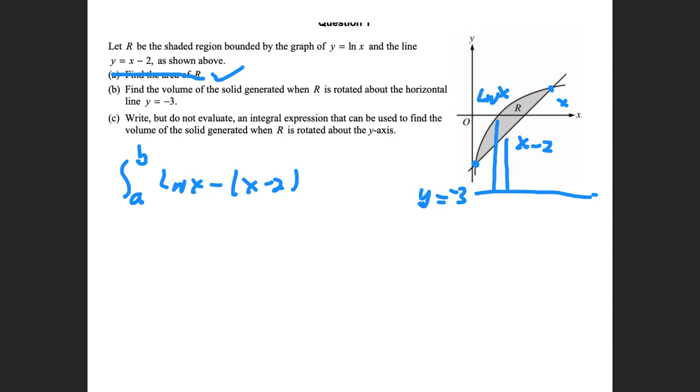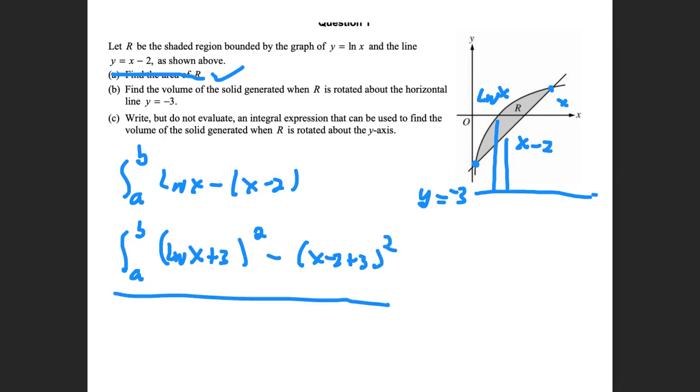So I'm going to end up with, I don't know what the values are here, a to b, and then it's going to be natural log of x plus 3, because it's rotating 3 units down, and that's going to be squared, minus the small radius, which is again x minus 2 plus 3, squared. Boom. And that would be the setup.